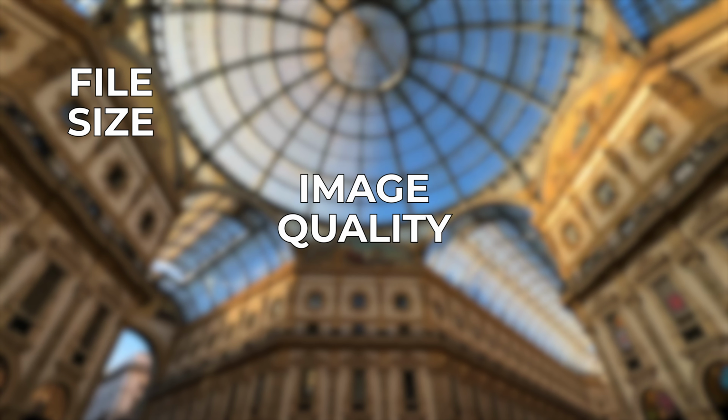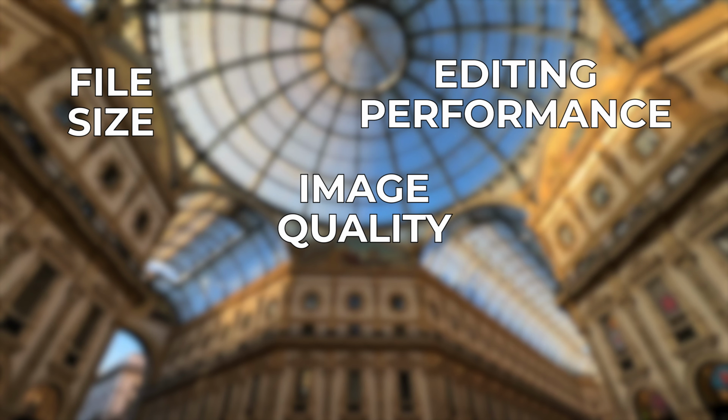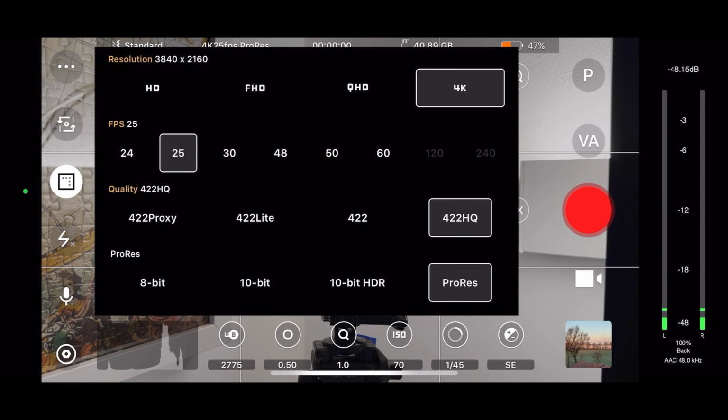So now that I've given you a little bit of information about this ProRes feature, let's discuss the pros of ProRes. Normally a codec choice is a compromise between three things: file size, image quality and editing performance. About the file size, I've already told you that ProRes is a really data hungry codec, but with ProRes LT, for example, you can scale down the file size of the video.